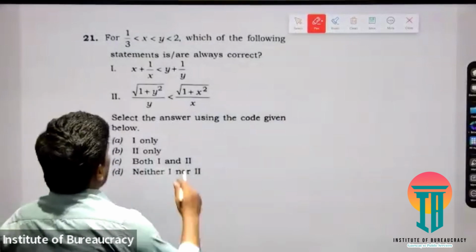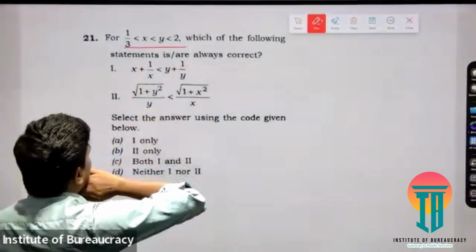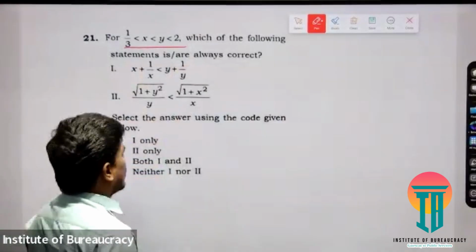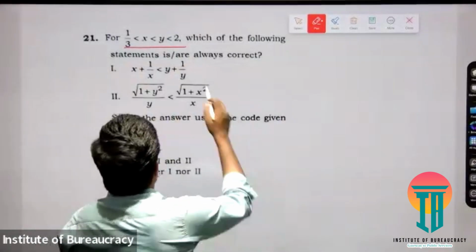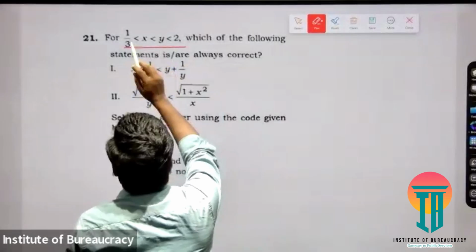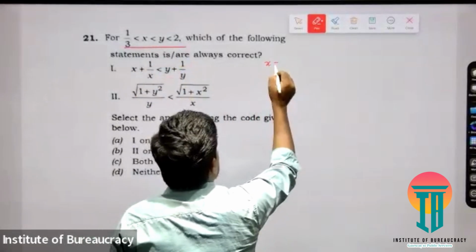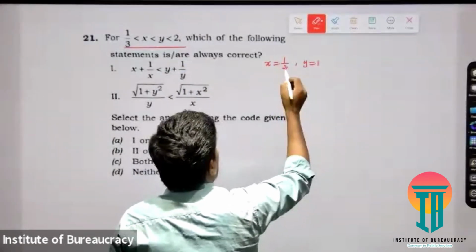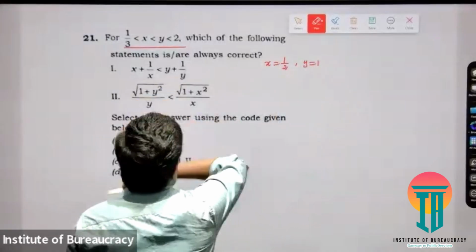For 1 by 3 less than x, less than y, less than 2, which of the following statements is or are always correct? So what we can do is we can go with a particular case, substitute some value for x and y. So x and y lie between 1 by 3 and 2, where x is less than y. Therefore, I'll take first x is 1 by 2, y is 1. So 1 by 2 is less than 1, 1 is less than 2. Definitely 1 by 2 is greater than 1 by 3.